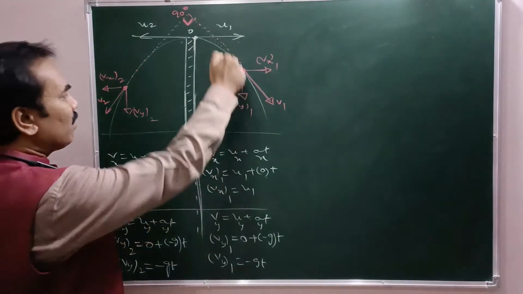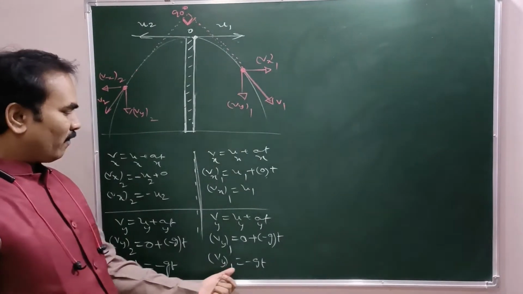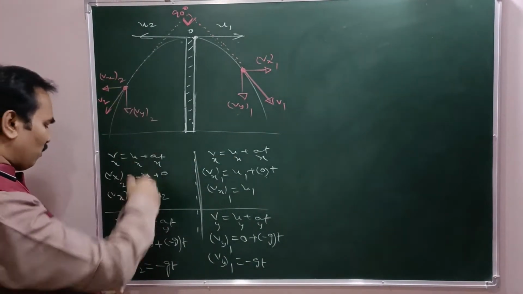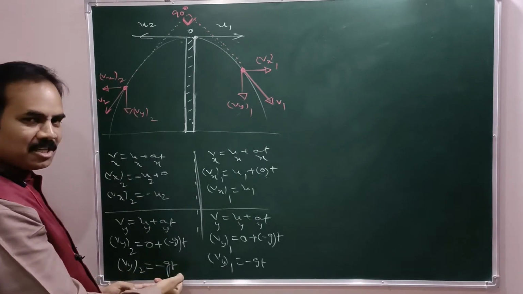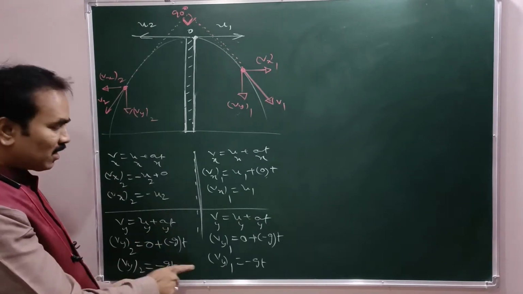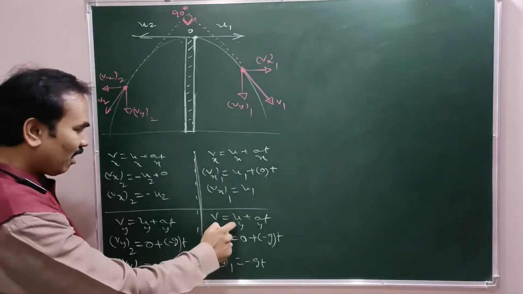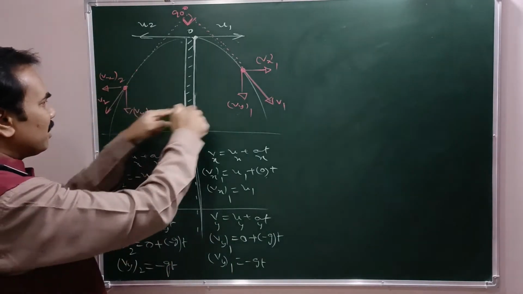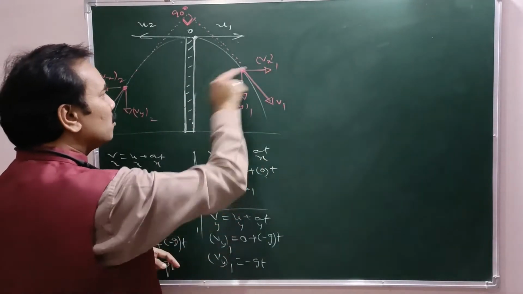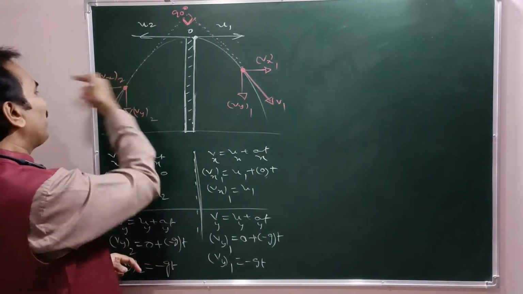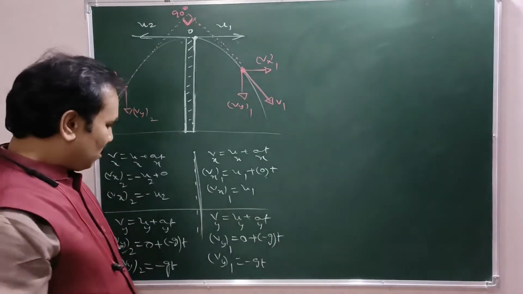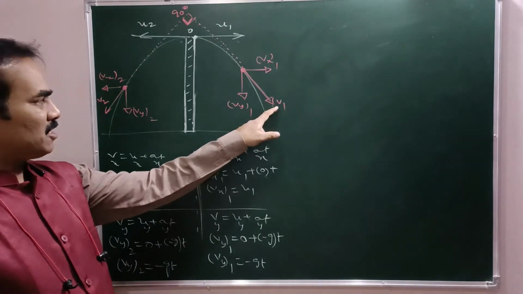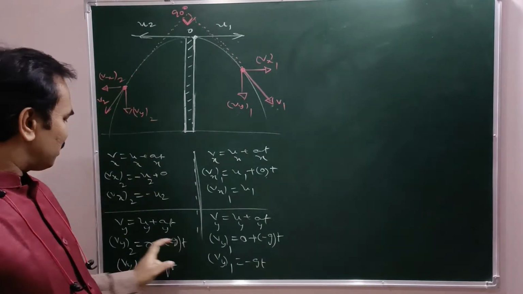See, this is acting downwards. So v equals gt but with a negative sign. Here also vy2 is acting downwards. So vy2 equals again gt. Why? Because the initial velocity is 0 in both cases along the y-axis. So minus gt as per sign convention. This is u1, and this is minus u2, along the negative x-axis. So we can express the instantaneous velocities v1, v2 in terms of components.